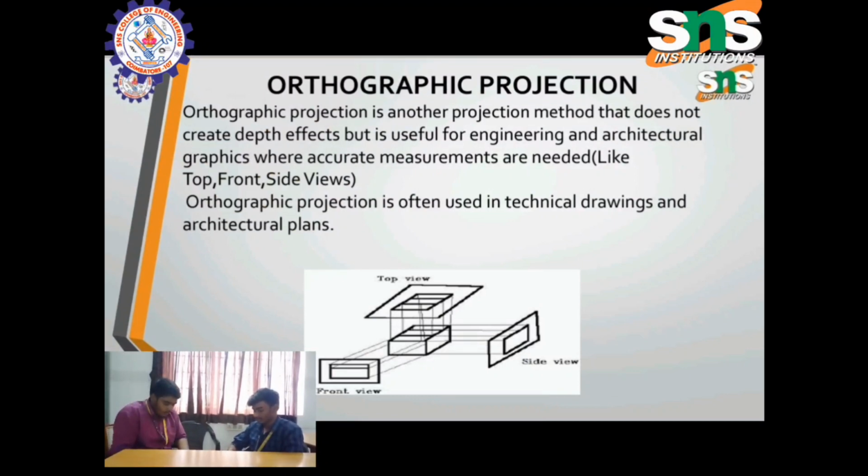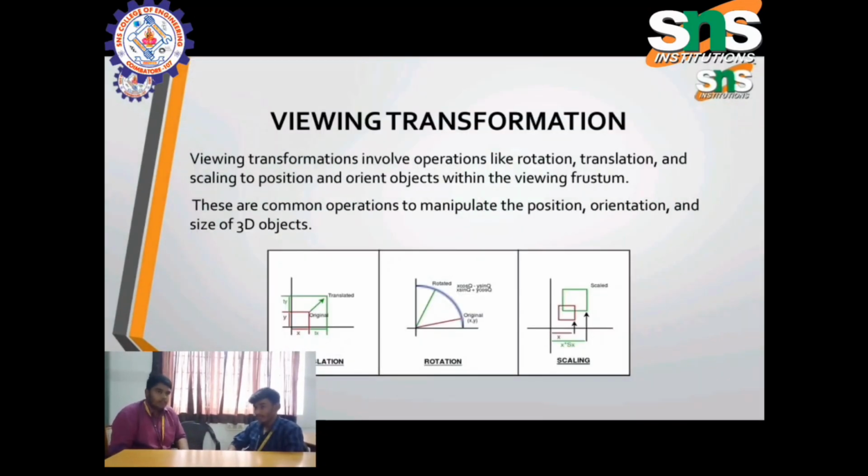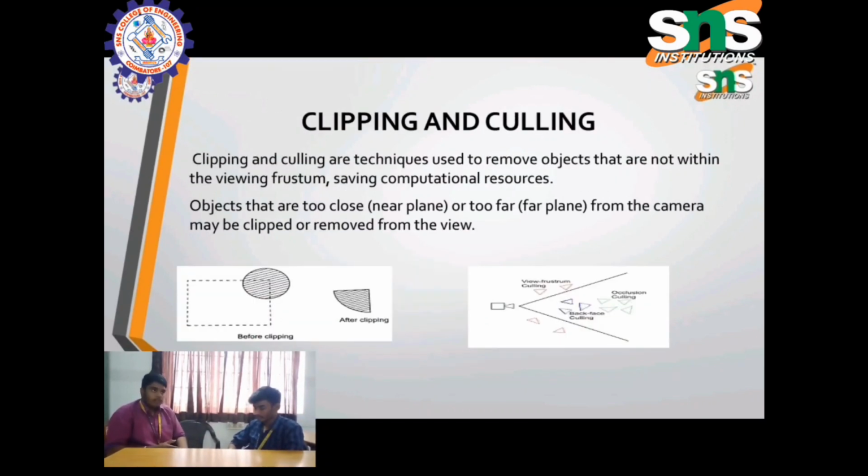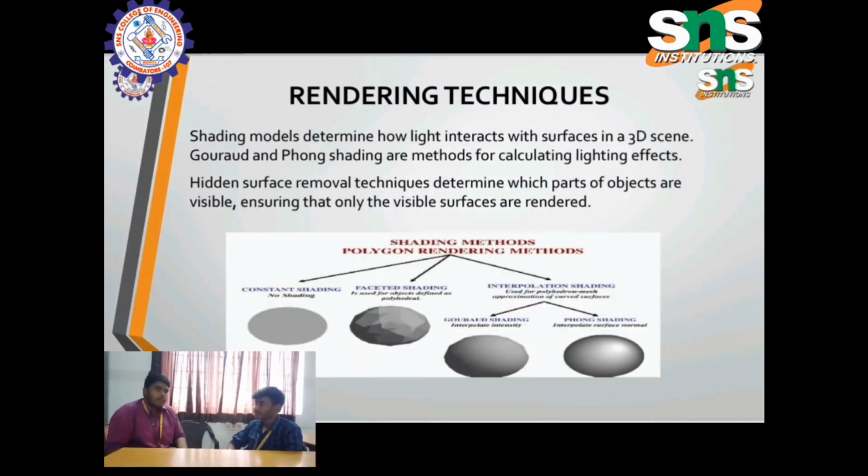Next, orthographic projection. It's another projection method that is used for architectural plans and engineering. It's like the top view, front view, and other side views. Then viewing and transformation: operations like rotation, translation, and scaling to orient objects. Clipping and culling is used to clip the object size within the viewing window. And rendering techniques, which are shading models like the Phong and Gouraud models for shading the objects to get more shiny objects.